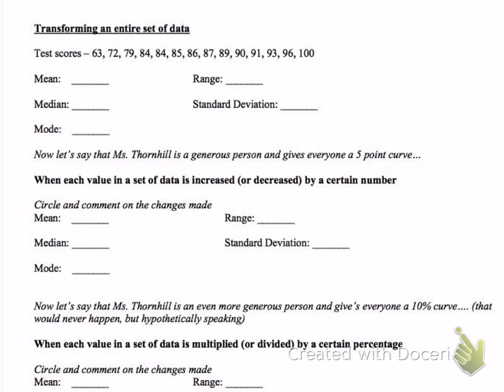So if I look at my average, what was my mean? 85.64. What is my median? 86.5. What is my mode? 84 occurs the most often. My range is 100 minus 63, so 37. And then my standard deviation is what?